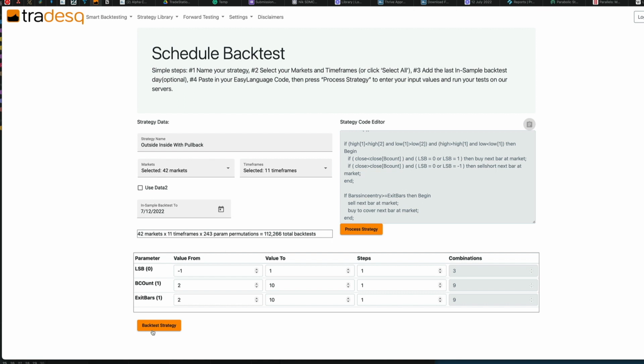Now, what you would do is go ahead and press Backtest Strategy, and that would queue your strategy up for testing. I'm not going to do that quite simply because I've already done this test before, and I don't want to take up resources and just run this test again. But let's pretend that we did press this. That would put it into the queue for backtesting. And then what you would do is come up here and go look at the worker queue.